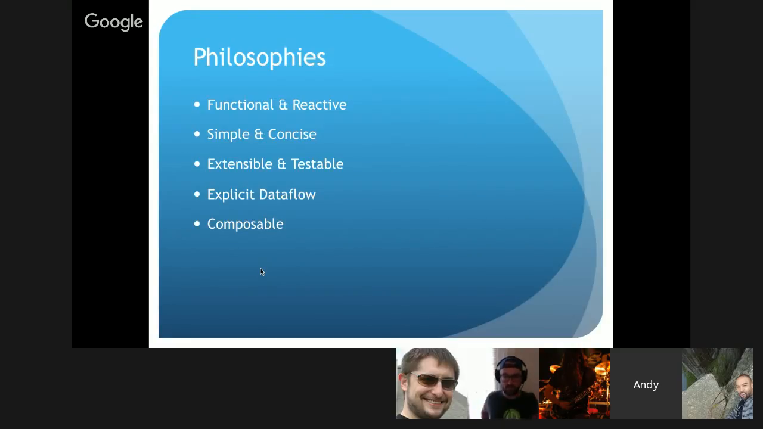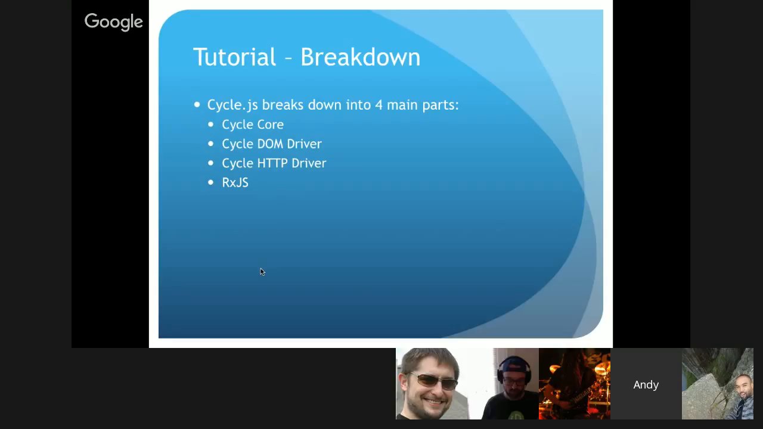Explicit data flow, which, given that it's functional, means you always see the data coming into every function and coming out of it. And then composable, so functions are composable by nature. You can compose functions, make the input of a function another function, or feed the output of it into another function. So we'll see examples of that.